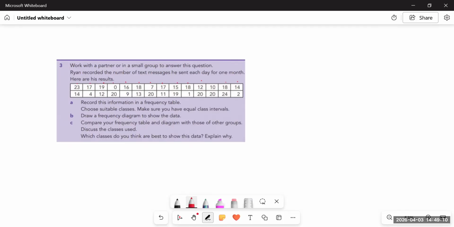Suitable classes means the range is given from the smallest number of text messages, which is 2, and the highest number of text messages, which is 24. So we have to choose a suitable range between these two numbers. Every class interval must have an equal number of numbers in each class. So it's up to 24. Let's make 5 to 6 classes, and in every class we will take 5 to 6 numbers.